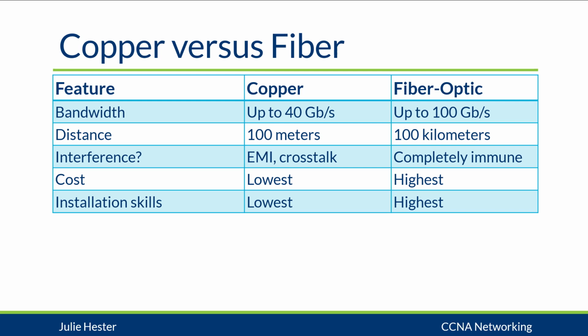With distance, fiber optic also outperforms copper. Copper is going to be limited to 100 meters due to attenuation. Your signal will drop off, while fiber optic cables can go 100 kilometers. And likewise, in interference, copper has issues with EMI and crosstalk, but fiber optic cabling is completely immune. So why would we not always choose fiber if it's best with bandwidth, distance, and interference? Well, copper is going to outperform fiber optic with cost and installation skills. Copper is still the cheapest media to use, and it's far simpler to install.